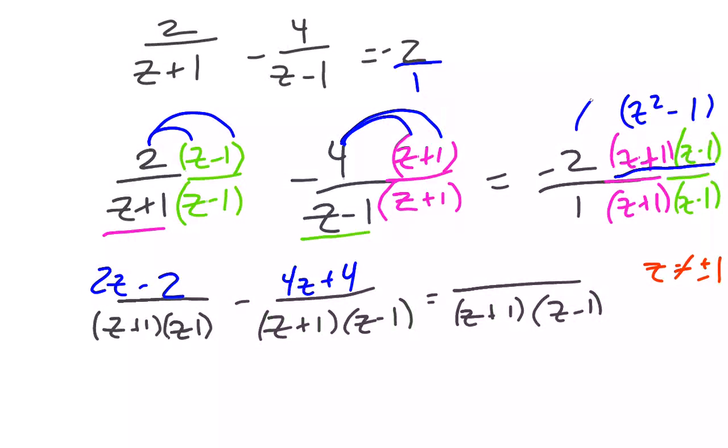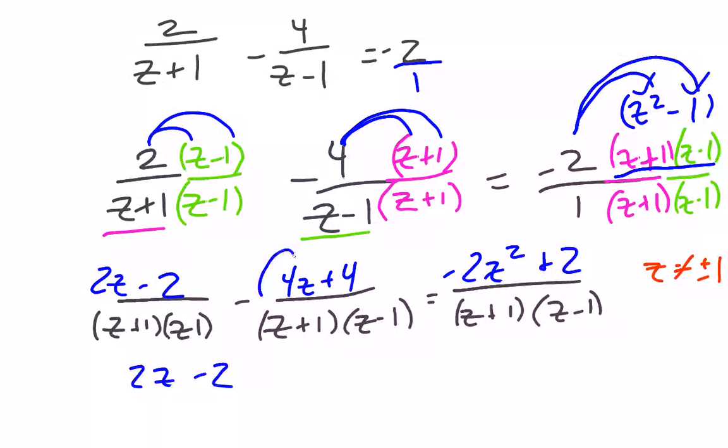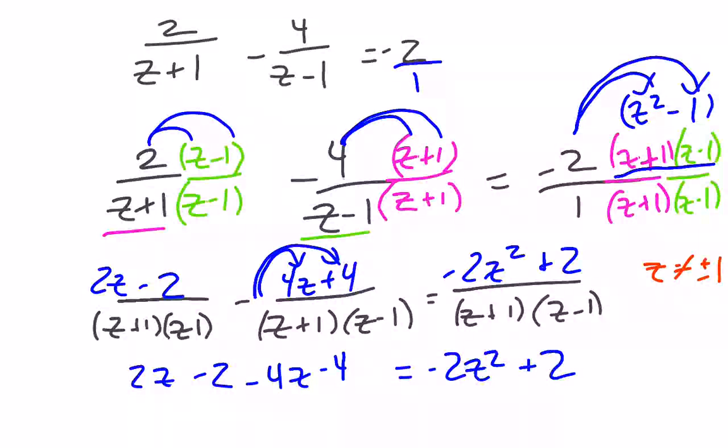So when I think of distributing my -2 in, that would give me -2z squared plus 2. So just my numerators would be 2z minus 2. Don't forget to distribute your negative for your next numerator. Minus 4z minus 4 equals -2z squared plus 2. Whoops.